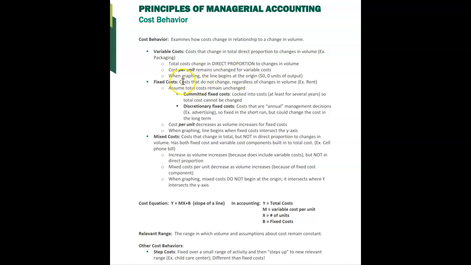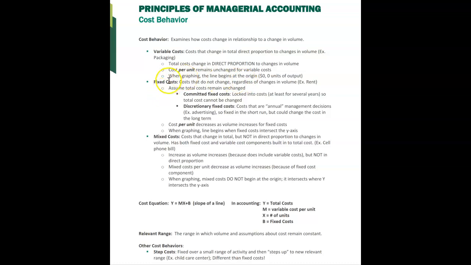And when you're graphing, the line begins at the origin, okay? At 0 units of output. So at no output, our dollar amount would be 0. Whereas a fixed cost, even with no output, you'd still have fixed cost. Okay, that's what's so different about them.